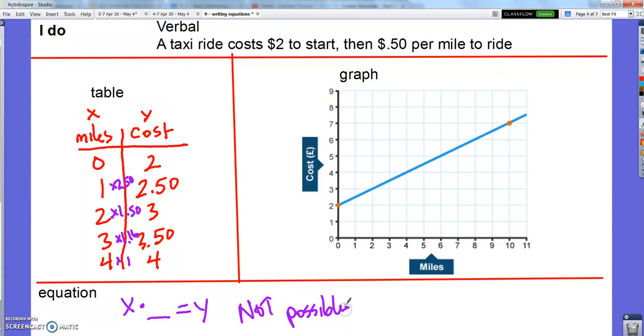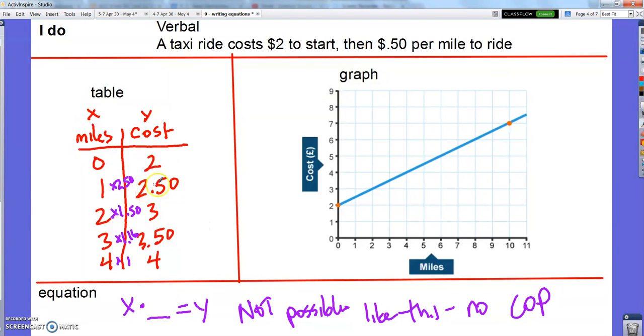And so I can't represent it with an equation like this. You can represent it with an equation, but not one that shows a proportional relationship like this. So I'll say not possible like this, because there's no COP, constant of proportionality.